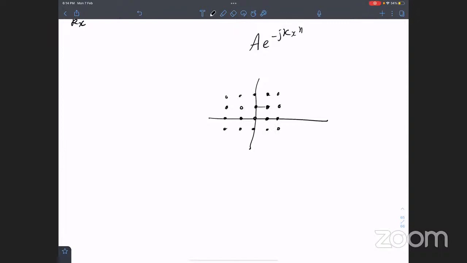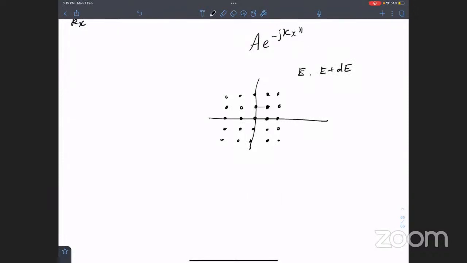So these are all the allowed states. Now we want to count. What do I want to count? I actually want to count all the states that have energy between E and E plus dE. This is what I want to count.